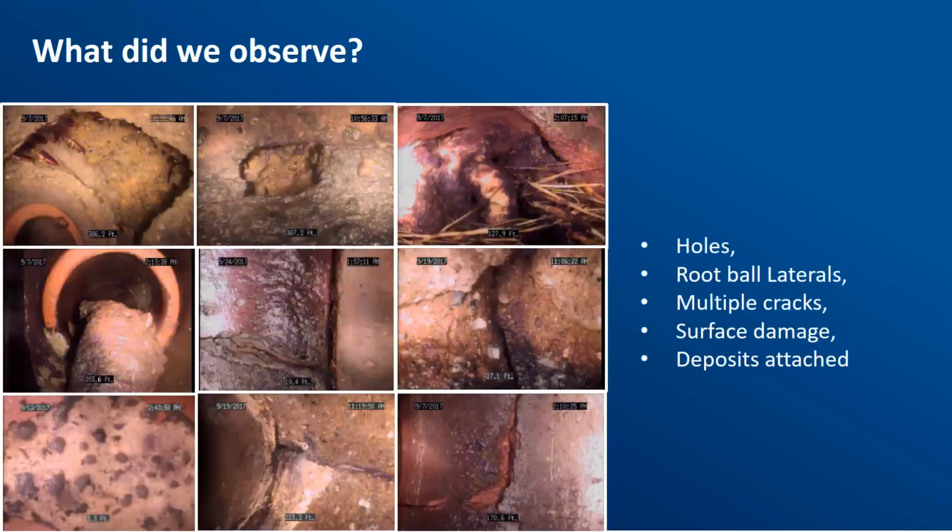So what did we actually observe out there in the field? The purpose of this slide is basically to illustrate some of the most popular defects identified within the inspections. We saw pipe holes, root balls, multiple cracks. We also found surface damage and deposits attached within those pipe segments.